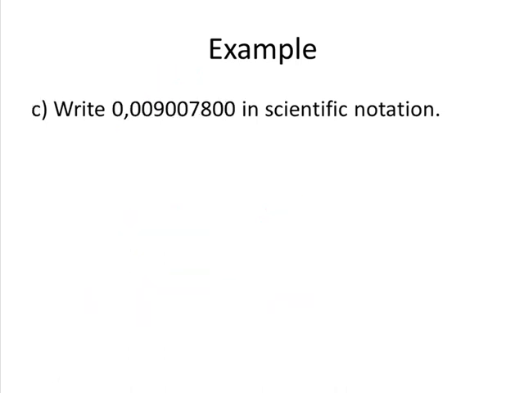Write 0,009007800 in scientific notation. First step, move the comma until there's only one significant figure in front of it. That means we've got to move the comma 1, 2, 3 jumps to the right to go behind the 9. We then knock off the insignificant zeros. Definitely those ones in front of the 9 are not significant. Those inside the number, between the 9 and the 7, have to be significant.